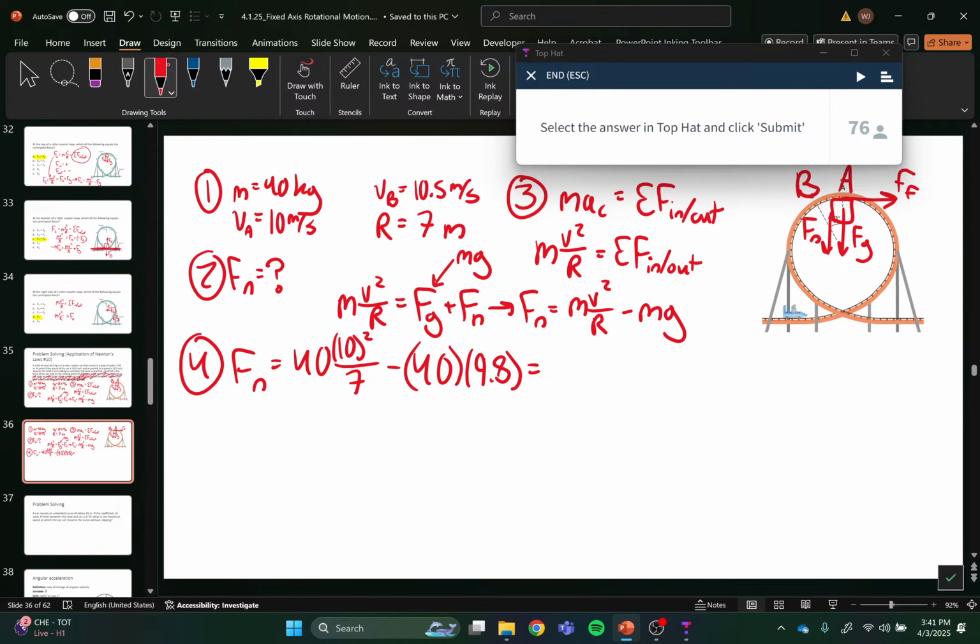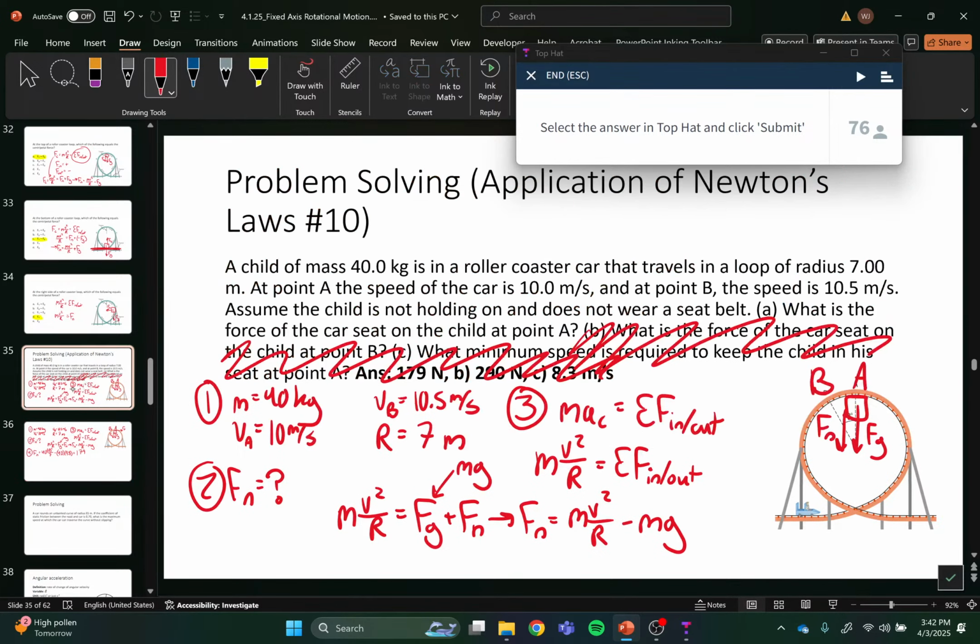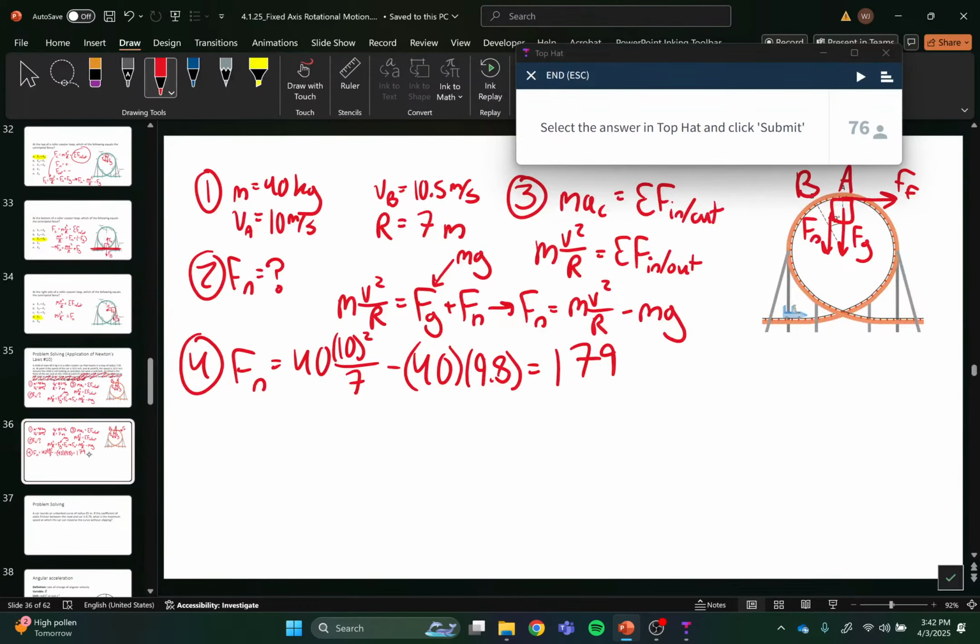Friction doesn't affect this. Air resistance doesn't affect this. This calculation is pretty solid. The only assumption we have to make here is that this thing's roughly circular. That's the only assumption that's required. Real roller coaster loops aren't quite, but the top is, so it's good enough. And we get our normal force of 179.43. Yeah, great. It's the one we got here.